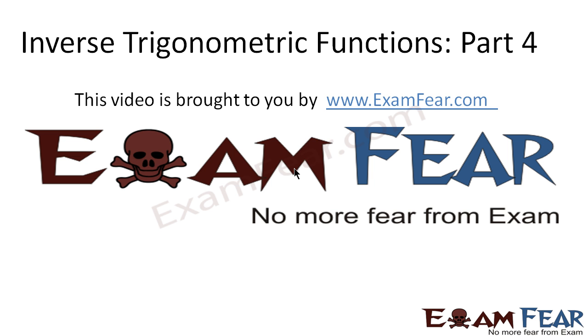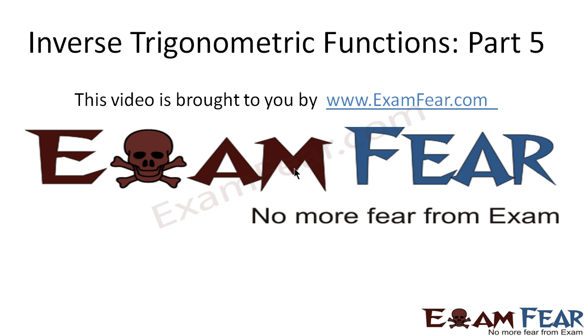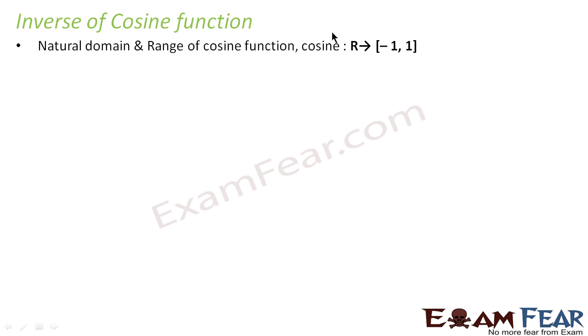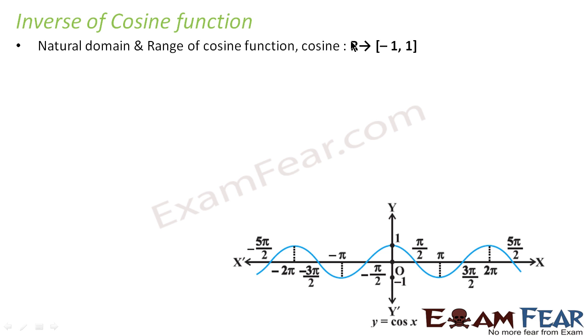Before watching this video, please make sure that you have watched part 1 to part 3. So if you want to find the inverse of cos x, we know that the natural domain and range for cos x is R to minus 1 to 1. Over the natural domain and range, cos is also not invertible. So what should we do?